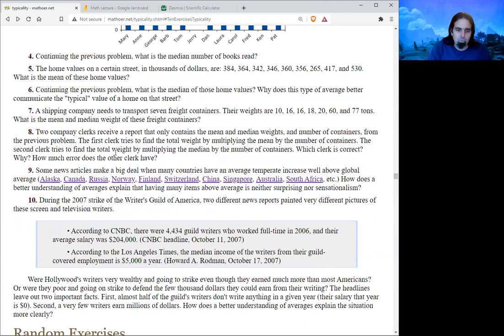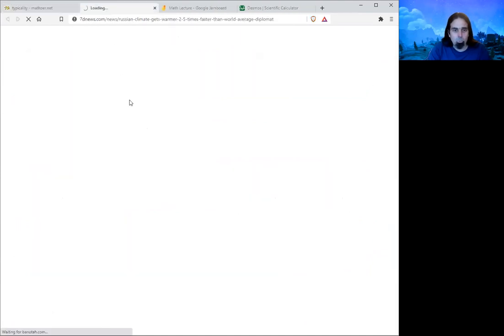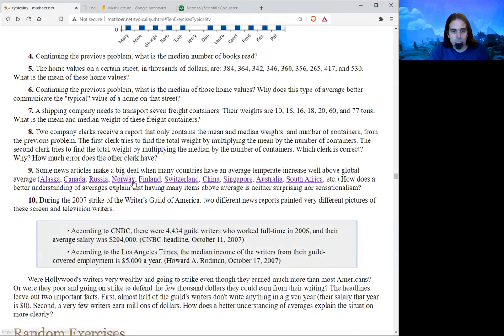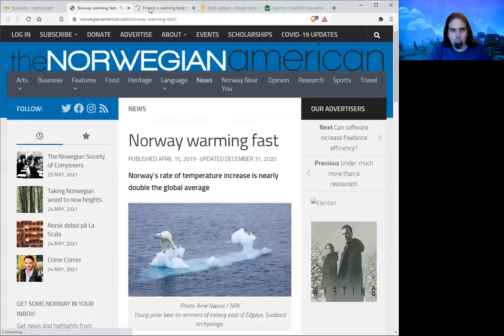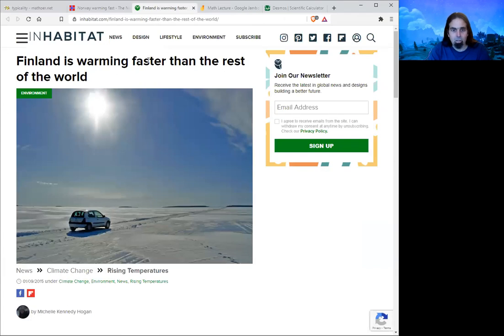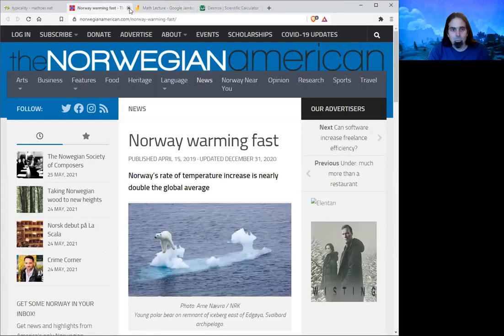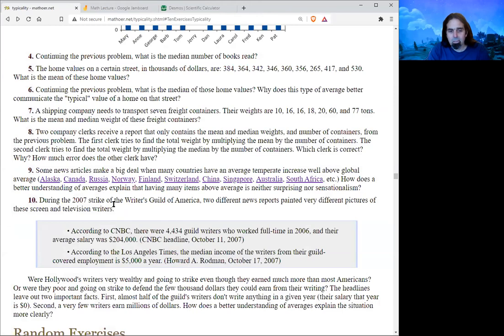So sometimes Russia has its warming above the global average. Well, it's a slow load page. Norway or Finland, are you faster? There we go, nearly double. So why is that not surprising?